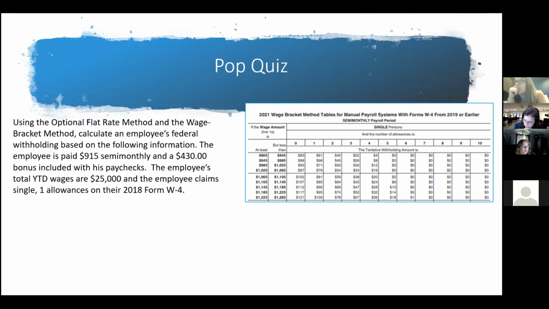Okay. So the employee's total year-to-date wages are $25,000, and the employee claims single one allowance on their 2018 Form W-4. So because he has a 2018 W-4, I gave you the table for W-4s that are 2019 or earlier, not the table for 2020 or later. They told you that the person's year-to-date wages are $25,000. That's important because it tells you whether you're using 22% or 37%. Since it's less than $1 million, you're going to use 22% on the bonus because that's the supplemental wages.